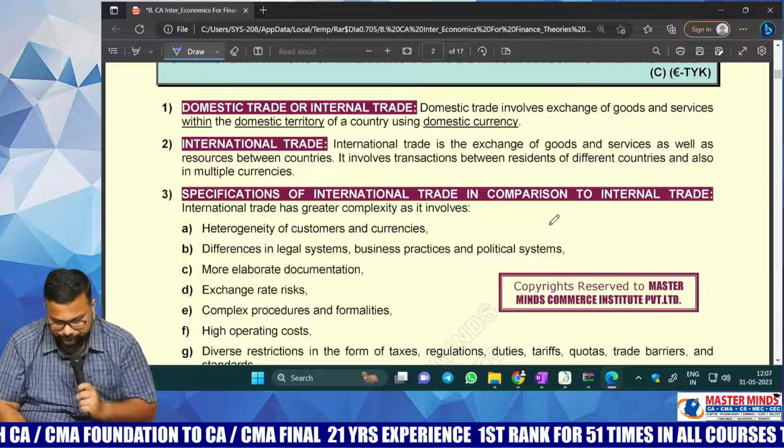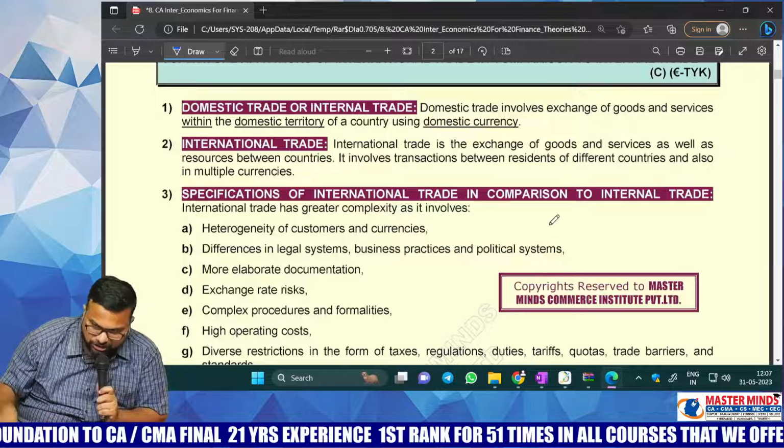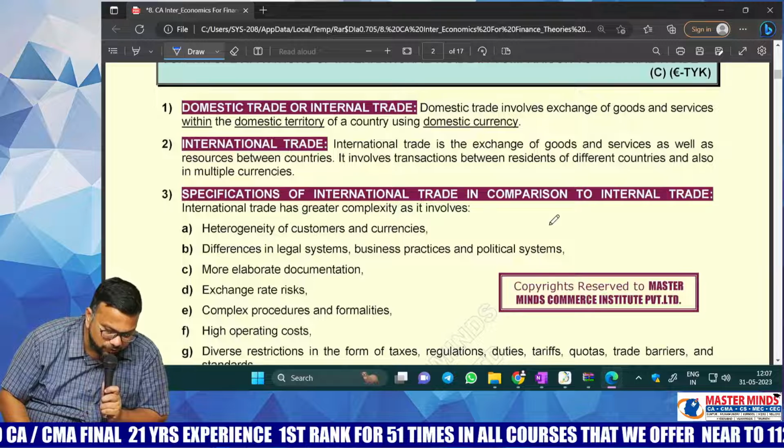Next, Nana. More elaborate documentation. Compared to domestic trade, in international trade we will have more documentation work.